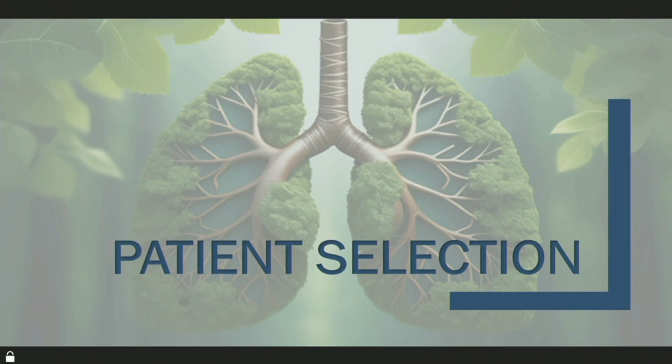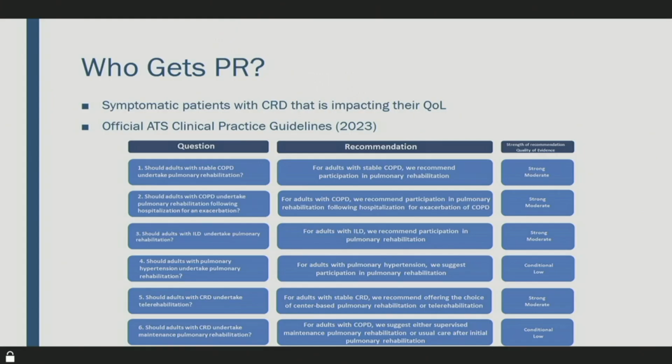So who should get pulmonary rehab? Well, any symptomatic patient that has a chronic respiratory disease that is impacting their quality of life. So it sounds about like everyone who's diagnosed with a pulmonary disorder. But there are official ATS guidelines published in 2023 that outline various conditions such as COPD, ILD, and hypertension. But I'll come back to these later in the presentation. Most of the evidence comes from COPD patients and COPD research.